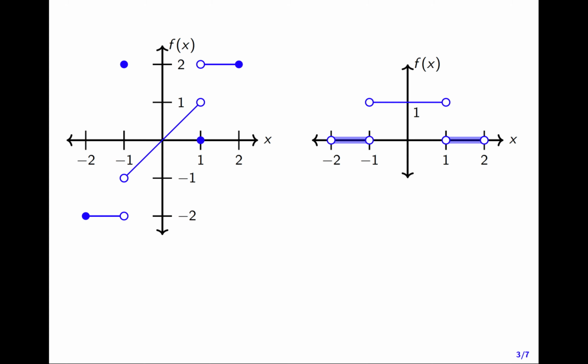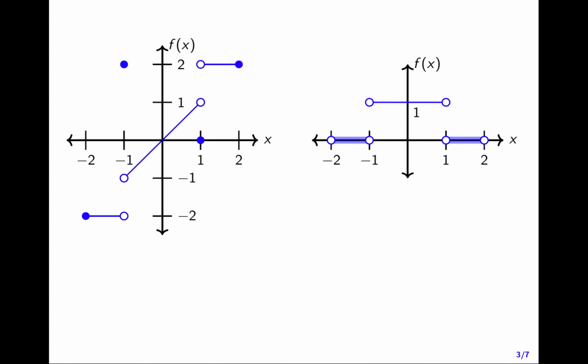And if I go over to my graph of f prime on the right, again I should have written an f prime on the y-axis there, I see that between minus 2 and minus 1, I have constant 0 slope, between minus 1 and 1, I have constant slope 1, and between 1 and 2, I have again constant slope 0.